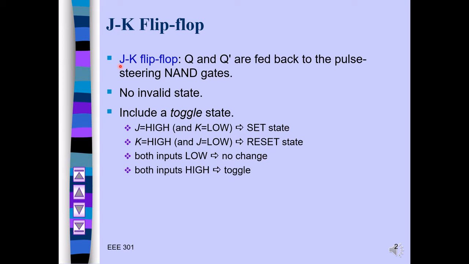For the JK flip-flop, Q and Q prime are fed back to the pulse-steering AND gates. There is no invalid state for the JK flip-flop, and there is also a toggle state. When J is high, obviously K is low, and this is called the set state. When K is high, obviously J is low, and this is the reset state. If both inputs are low, there is no change. If both inputs are high, it toggles.